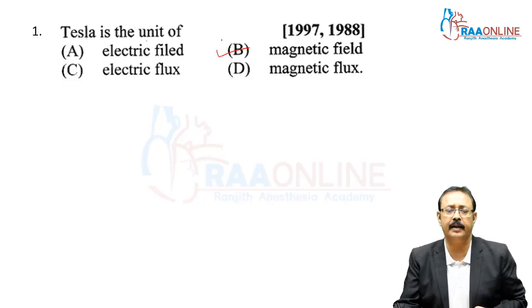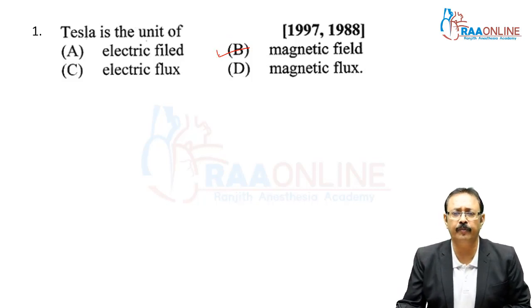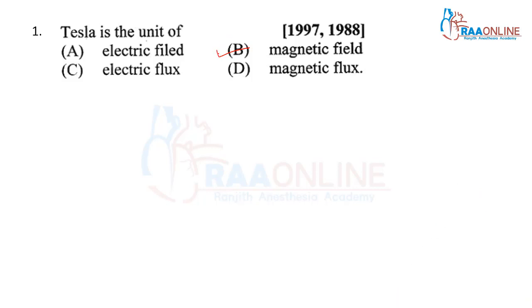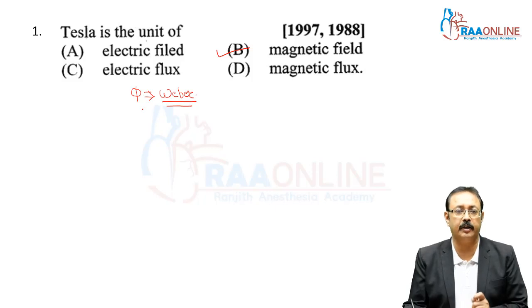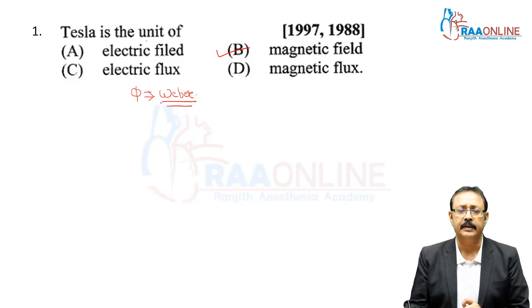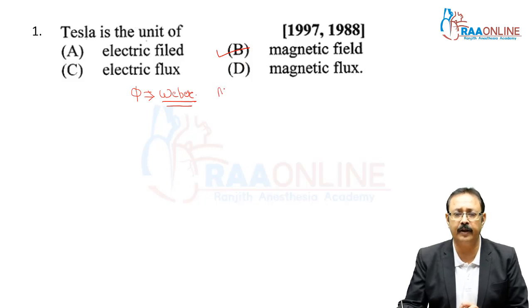First, Tesla is the unit of magnetic field, Weber per meter square. For flux we have the unit Weber. Magnetic flux is in Weber. Magnetic field is Weber per meter square. Flux related to unit area is known as magnetic field, Weber per meter square.